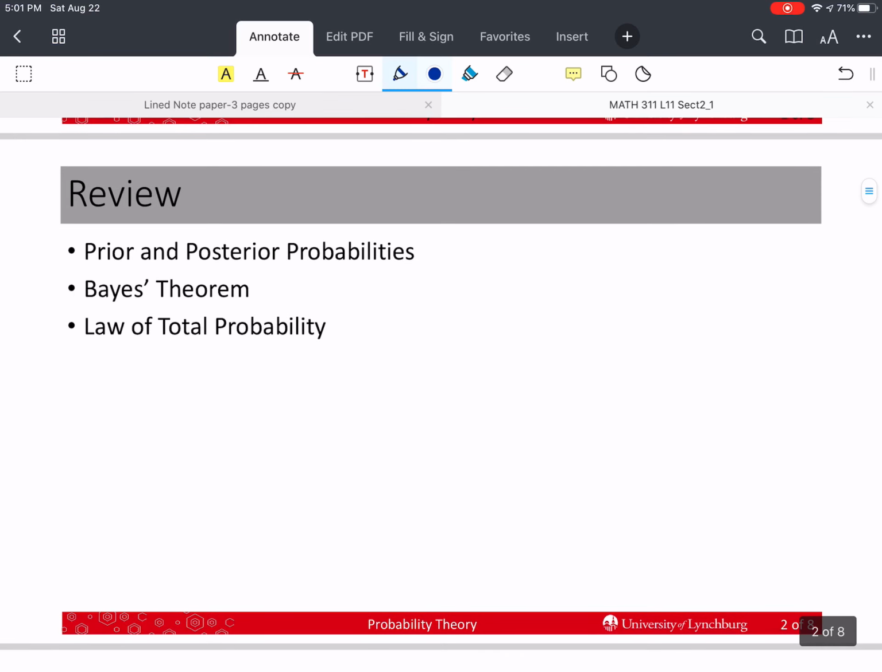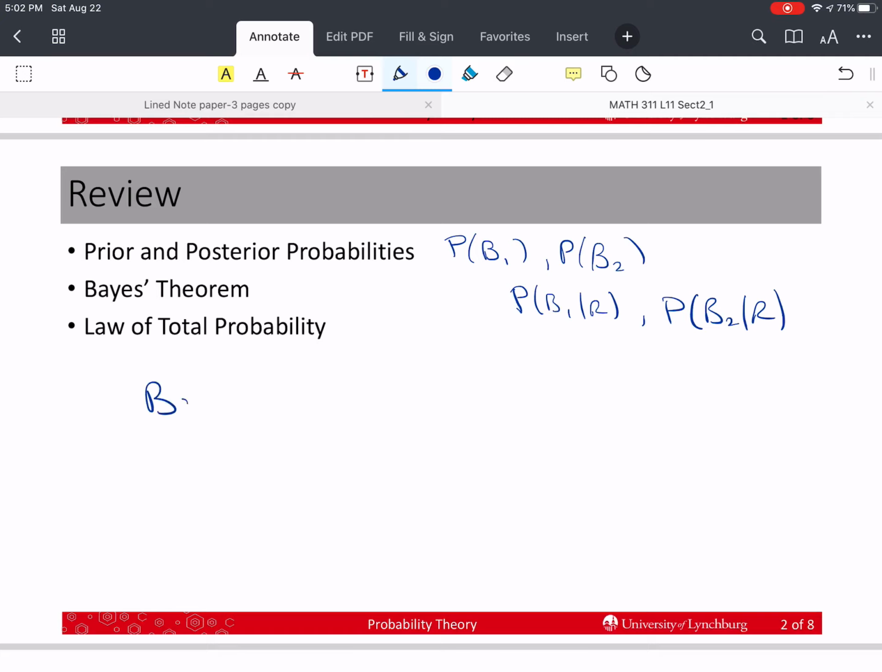So last time we talked about prior and posterior probabilities. Prior probabilities are the original probabilities, let's say P sub B1, P sub B2. The posterior probabilities would be the conditional probabilities, say P of B1 given R, some other event, P sub B2 given R, etc. So those are the prior and the posterior probabilities.